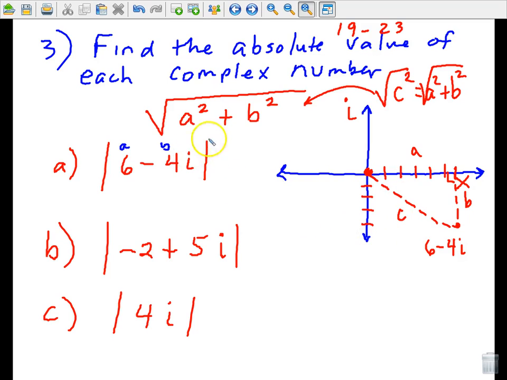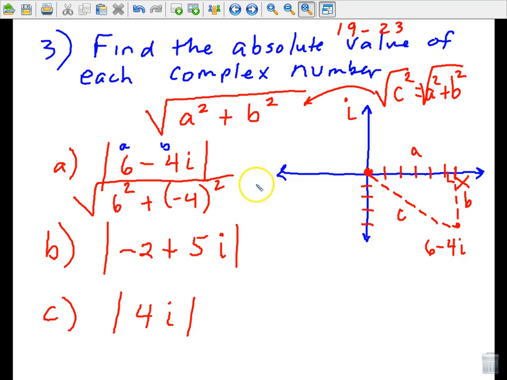Okay? So now that we know that, let's utilize our formula, and I'm going to work letter A with you, and then I'll see if we can get somebody to help me with letter B. So to find the absolute value of this complex number, I'm going to use the formula, the square root of 6 squared plus negative 4 squared. Now, a common mistake people make here is putting i in this formula, but i does not go in this formula. Okay, only the number, the real number A, and the number in front of i.